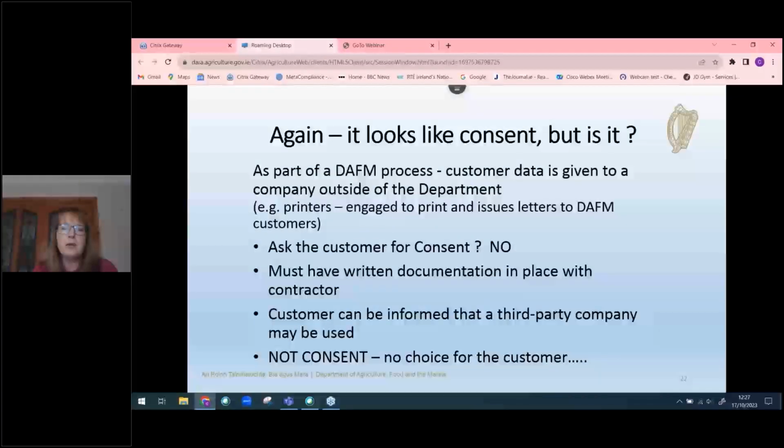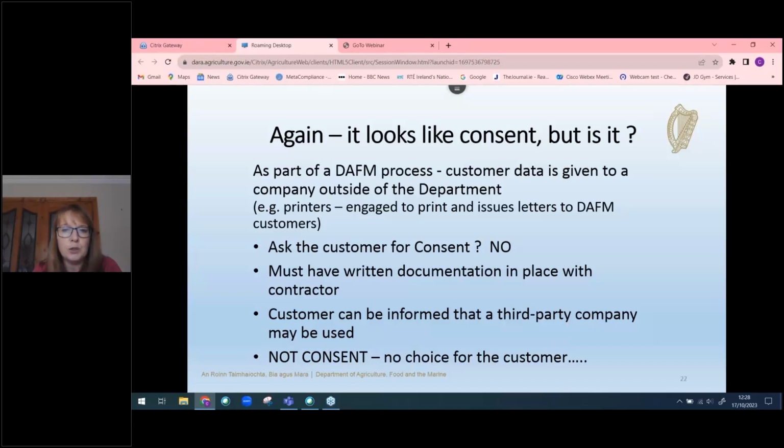And again, another one where it looks like consent, but is it? So if the department is engaging an outside company to carry out a service for it, and the example I list here is a pretty basic one. It's a printer who is going to get information from the department of a group of our customers. They're going to print up the letters, maybe include some information in the content, and issue those letters on behalf of the department. So we have engaged them. There is a written contract in place with that printer that they're going to do this.